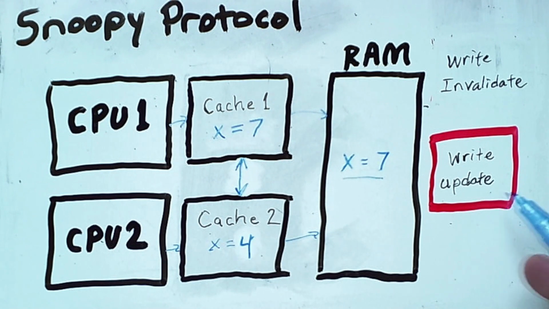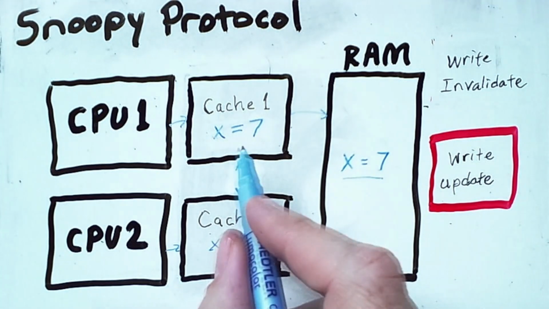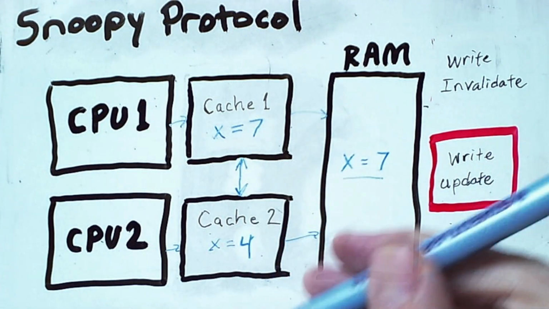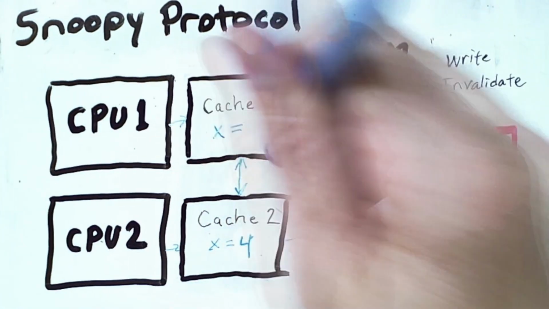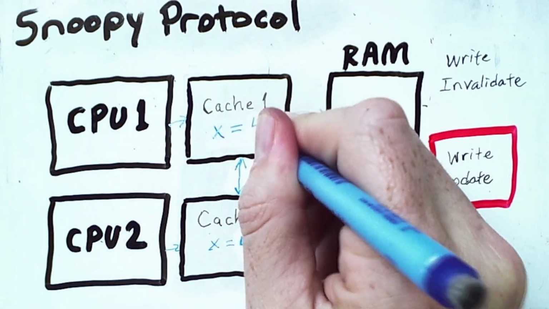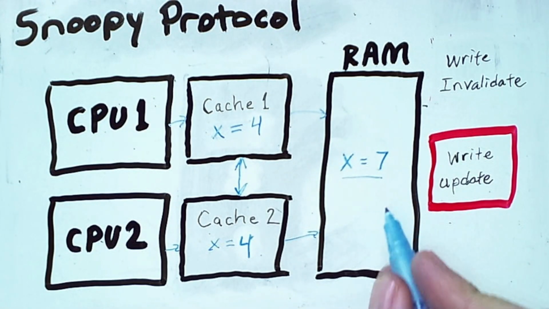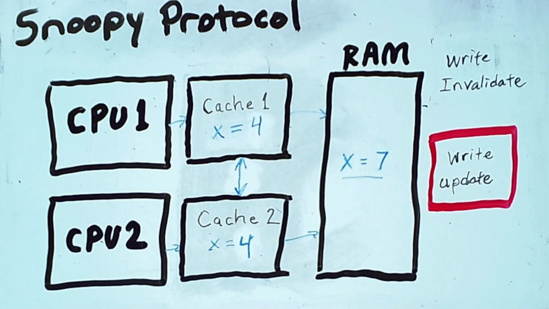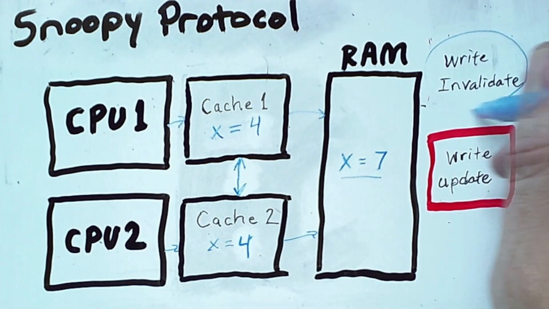However, in a write update approach, each cache gets updated whenever any one cache writes new data. So if this cache were to change its value to a 4, then this cache would snoop that change and immediately update its value to also be 4, even though the value in memory might not yet have been updated. So this second approach can lead to many updates that will ultimately end up being unnecessary. So we're going to focus on a write invalidate protocol.